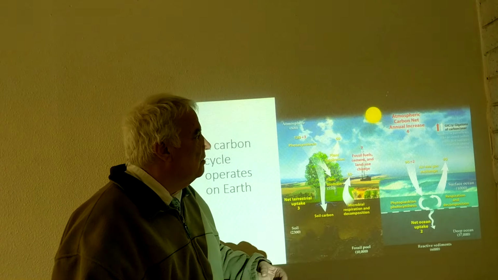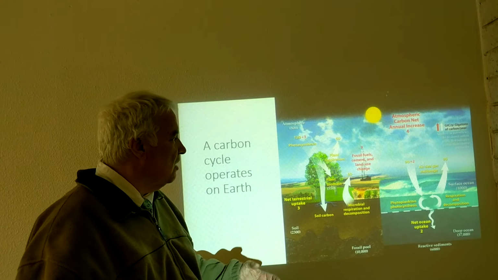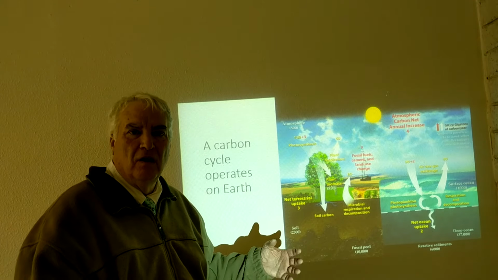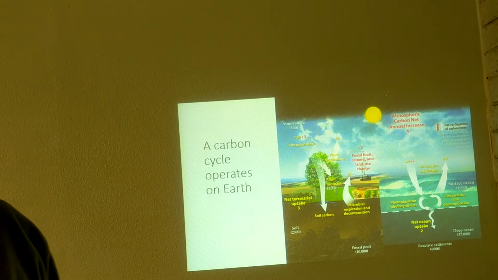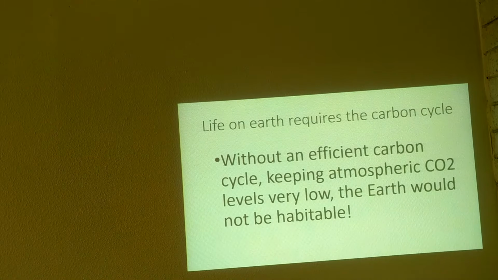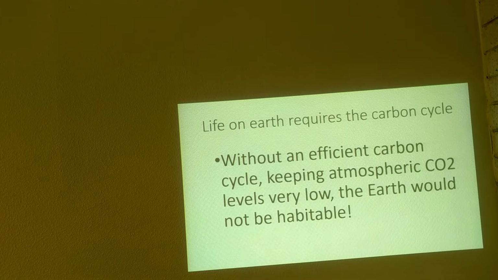So there's a lot of details with the carbon cycle, but it operates on Earth, removing the carbon dioxide from the atmosphere of Earth, and it's responsible for the low levels that we have now. In fact, without an efficient carbon cycle, keeping the atmospheric CO2 levels very low, the Earth would not be habitable. If carbon dioxide levels were much higher, the Earth would be hundreds of degrees hotter and oceans would boil. This would result in what's called the runaway greenhouse effect, where we result in a state similar to Venus. Not as hot as Venus because we're not as close to the sun, but still too hot to be habitable.